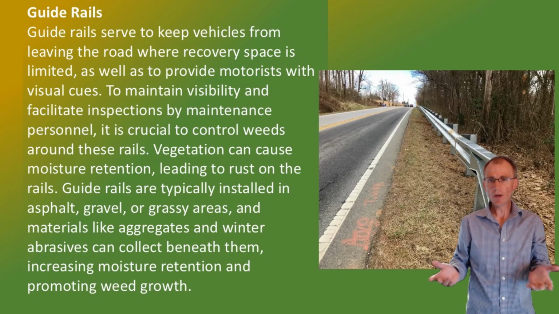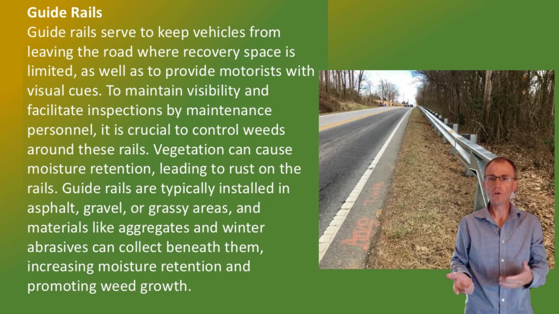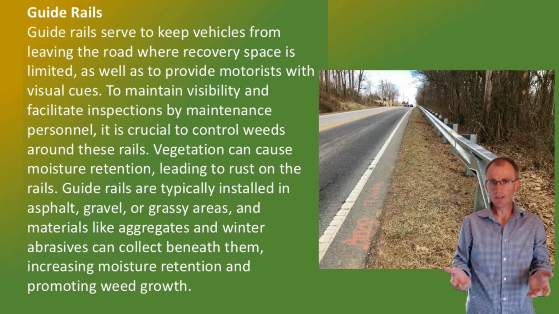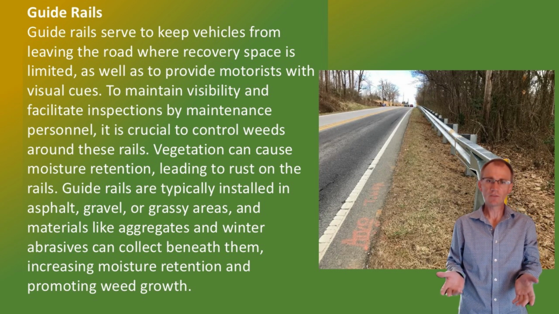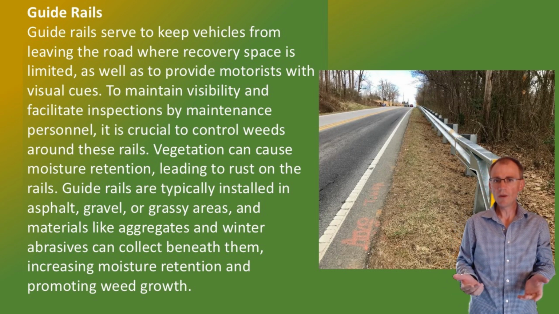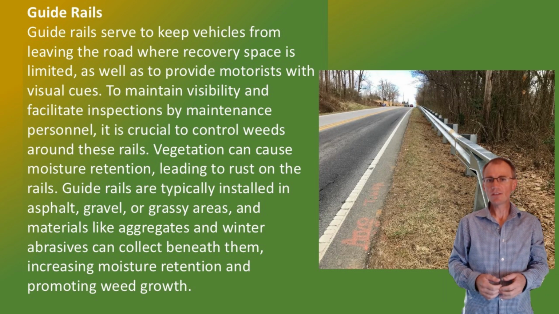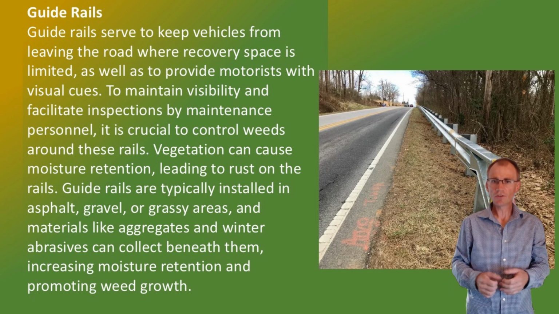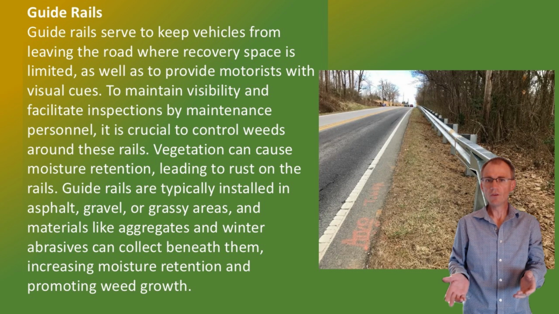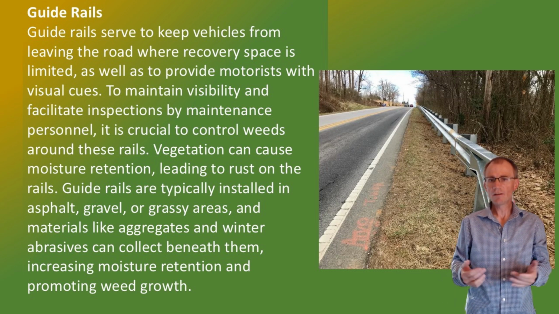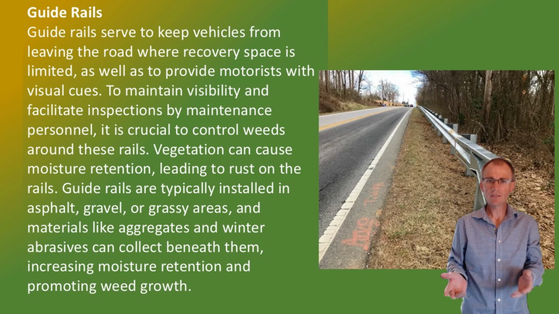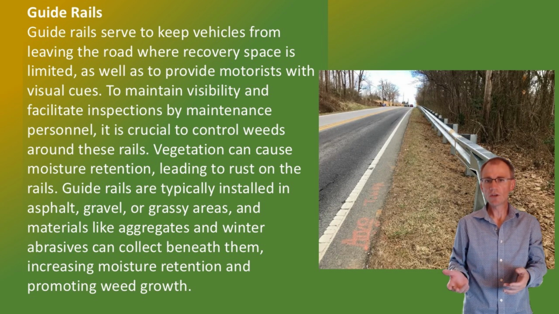Guide rails. Guide rails serve to keep vehicles from leaving the road where recovery space is limited, as well as to provide motorists with visual cues. To maintain visibility and facilitate inspections by maintenance personnel, it is crucial to control weeds around these rails. Vegetation can cause moisture retention, leading to rust on the rails. Guide rails are typically installed in asphalt, gravel, or grassy areas, and materials like aggregates and winter abrasives can collect beneath them, increasing moisture retention and promoting weed growth.